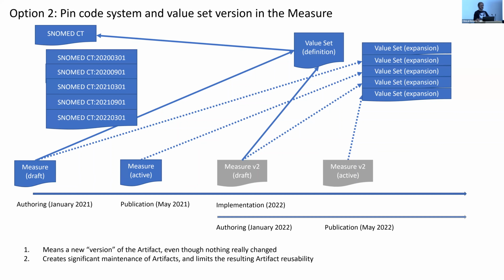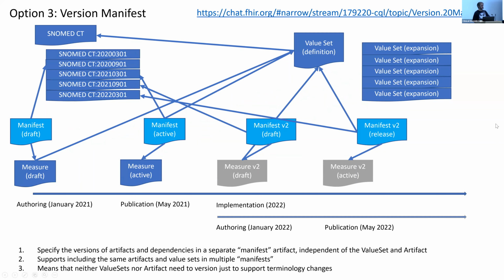Option two is to pin the value set version in the measure, but that means a new version of the artifact, even though nothing really changed. All I did was say, I want to use this new version of SNOMED. And again, that limits the reusability of the artifact.